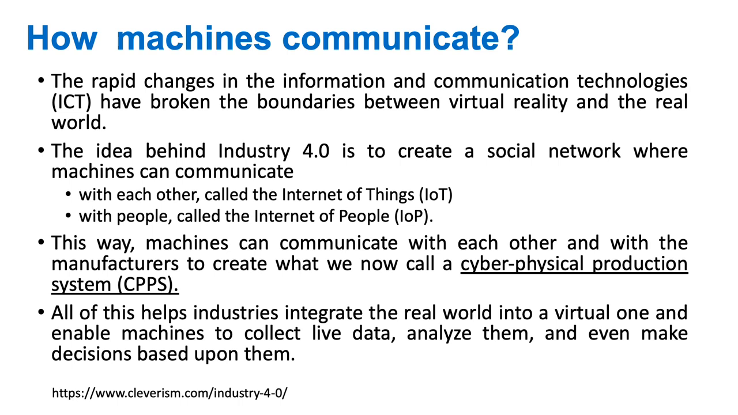How do machines communicate? The rapid changes in the information and communication technologies, ICT, have broken the boundaries between virtual reality and the real world. The idea behind Industry 4.0 is to create a social network where machines can communicate with each other, which is called the Internet of Things, IoT, and also machines can communicate with people, which is called the Internet of People, IOP. This way, machines can communicate with each other and with the manufacturers to create what we now call a cyber-physical production system, CPPS. All of this helps industries to integrate the real world into a virtual one and enable machines to collect live data, analyze them, and even make decisions based upon those data.